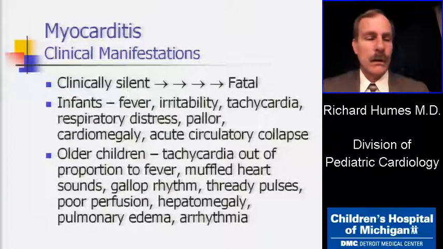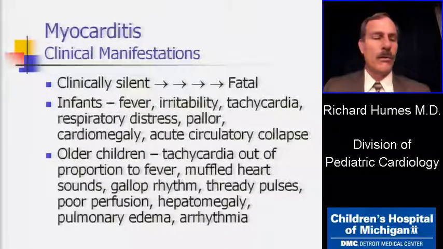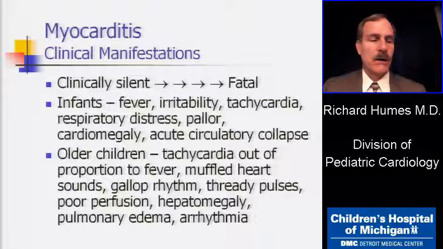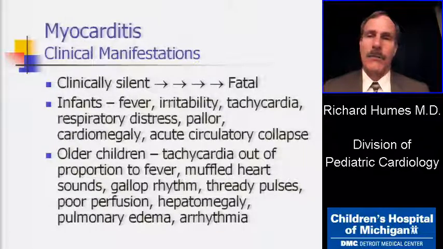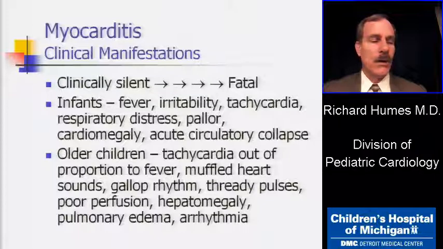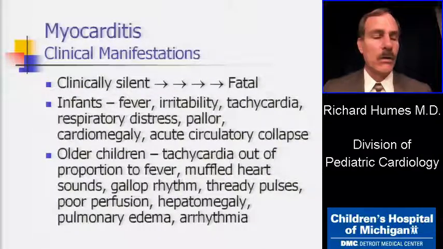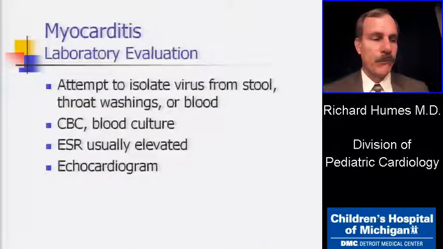You should recognize that. In infants, this can present as fever, irritability, tachycardia, respiratory distress, pallor, cardiomegaly on chest X-ray, and acute circulatory collapse. In older children, this may be more subtle and not quite as symptomatic. Again, tachycardia out of proportion to any type of fever, muffled heart tones, gallop rhythm, poor pulses or perfusion, hepatomegaly, pulmonary edema, and or some type of arrhythmia.